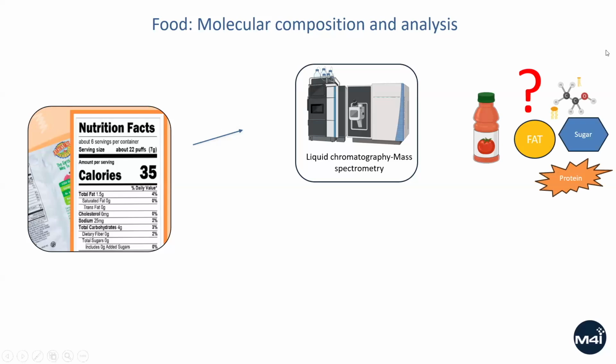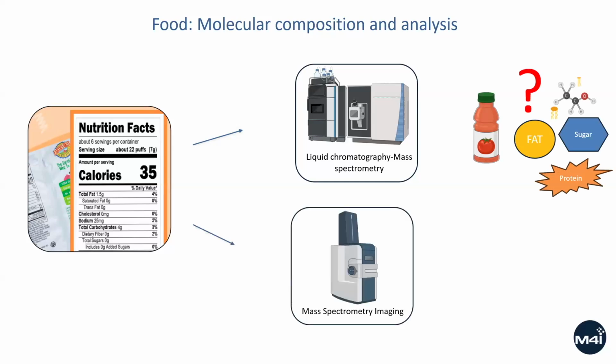However, as you see a bottle of juice here, you have to homogenize your tissues or your samples, so you don't get a spatial distribution. So what I did in my PhD was looking at the spatial distributions of molecules by mass spectrometry imaging.